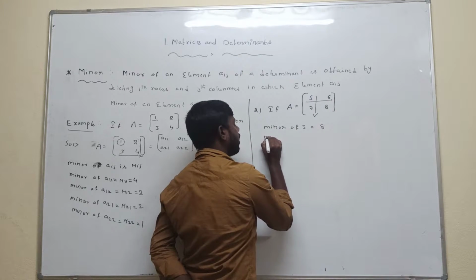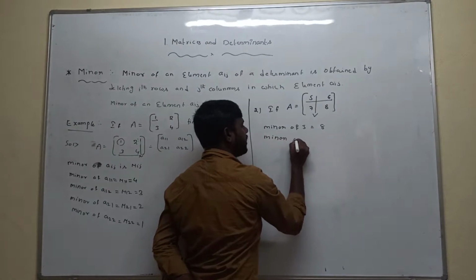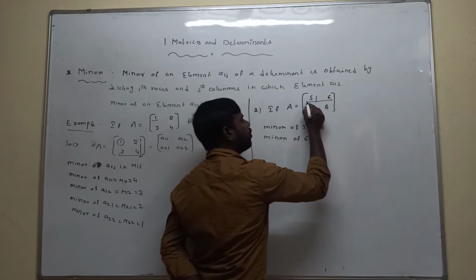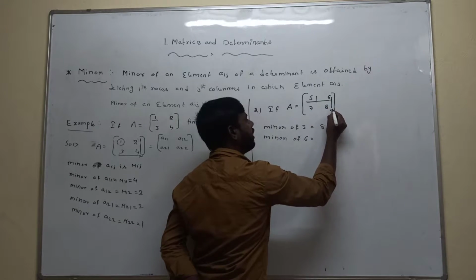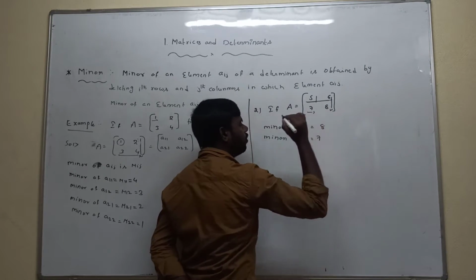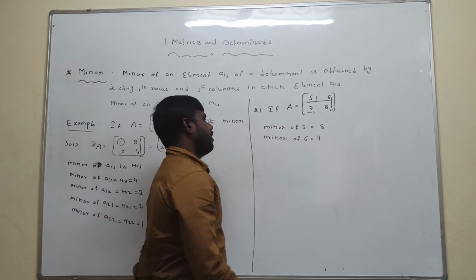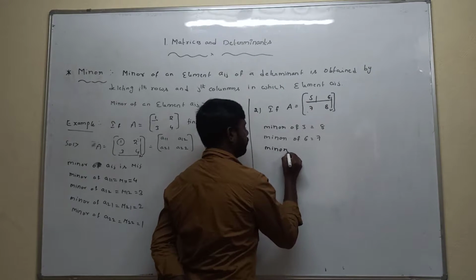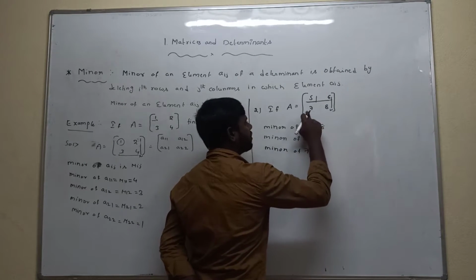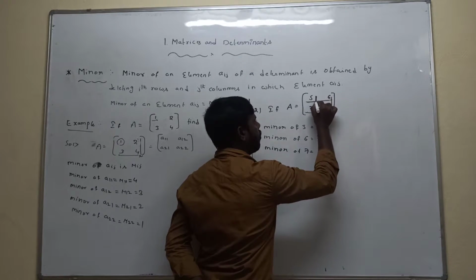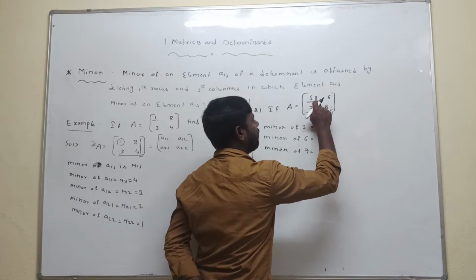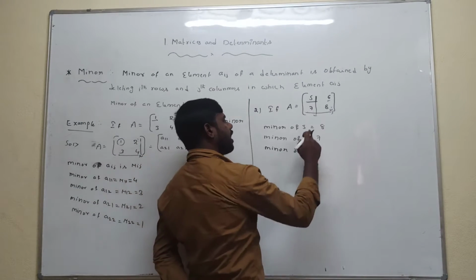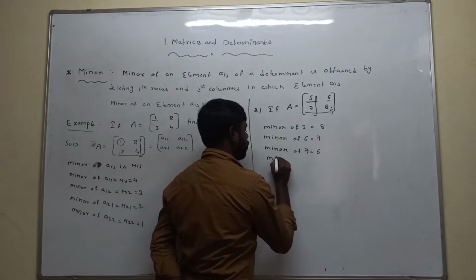Next we need to calculate the minor of 6. Now 6 is in the first row, second column, which are eliminated. What is left is 7. So the minor of 6 is 7. Next we need to calculate the minor of 7. 7 is in the second row, first column, which are eliminated. What is left is 6. So the minor of 7 is 6. Next we need to calculate the minor of 8. So the minor of 8.